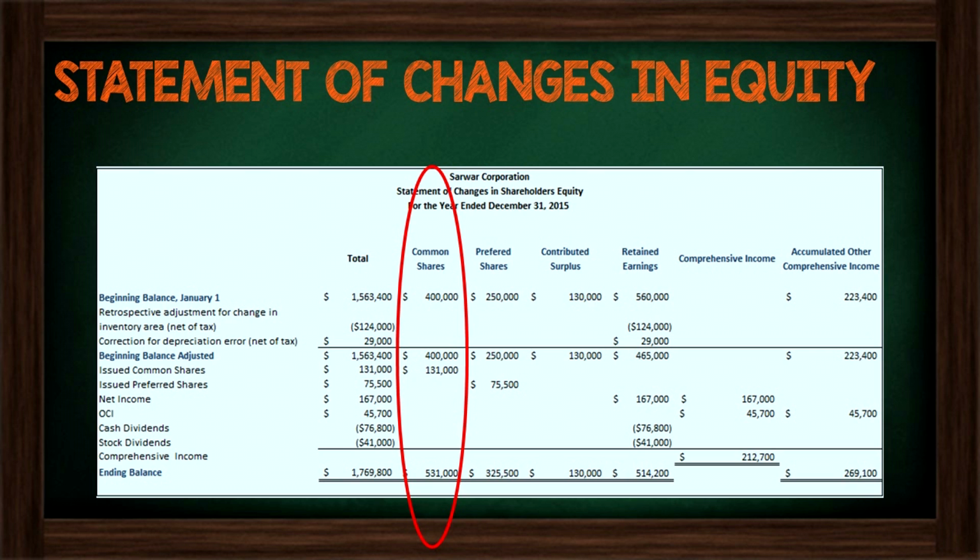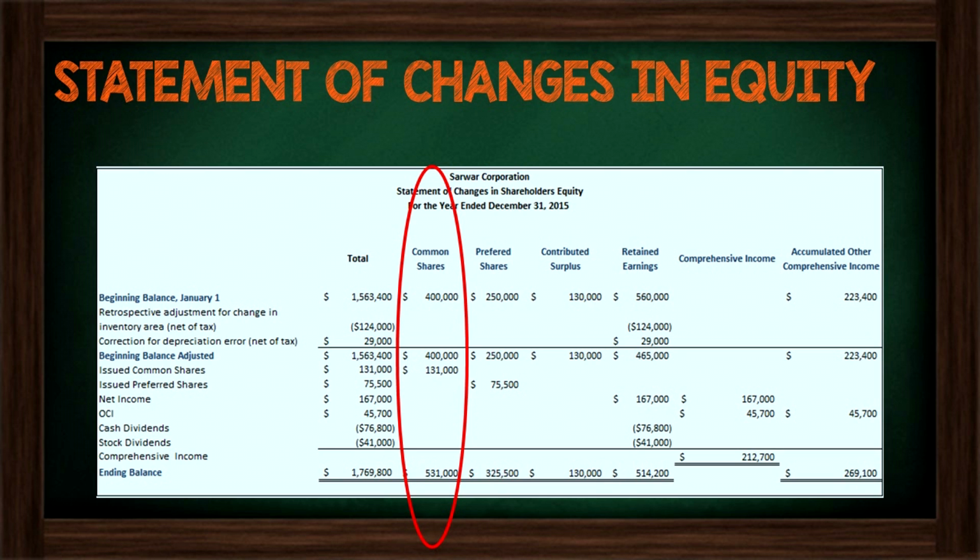Now, for common shares, you're only ever going to see one thing that affects this account, and that is issuing more common shares. Okay? So in this year, we issued more common shares of $131,000. And this actually increases the account. Right? So the last step here is to record our ending balance, and we're just going to take our $400,000 beginning balance and then add our issuance of more common shares of $131,000 to figure out our ending balance of $531,000. That's all it is, right?